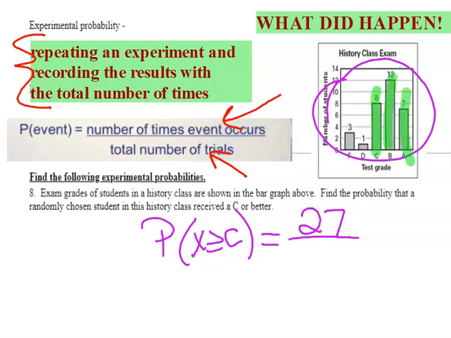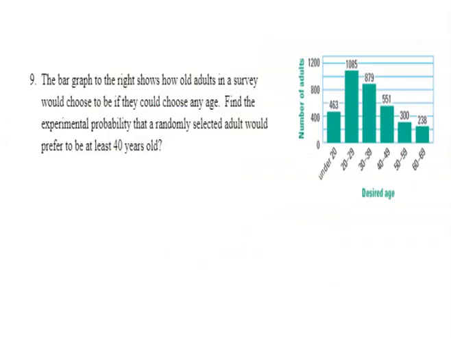Compared to how many are there total? So 27, 28, 29, 30, 31. So 27 out of 31 people got a C or better, which is great. That's a great average. Can I reduce that? Nope. Moving on. All right, one more.